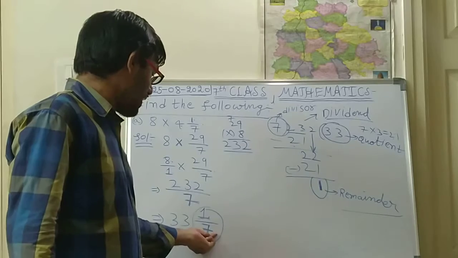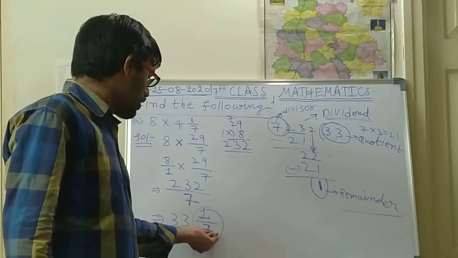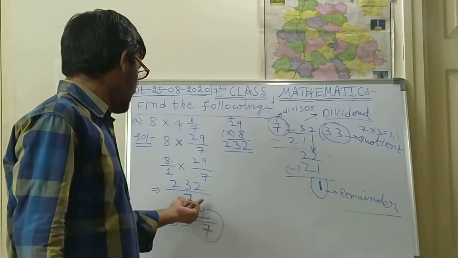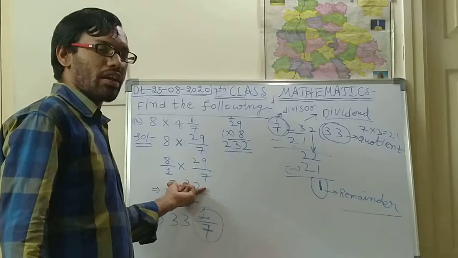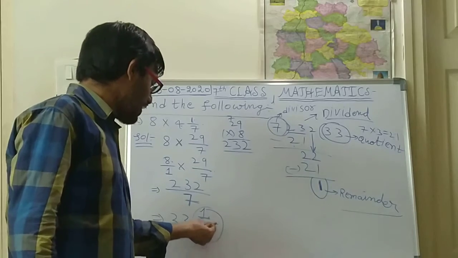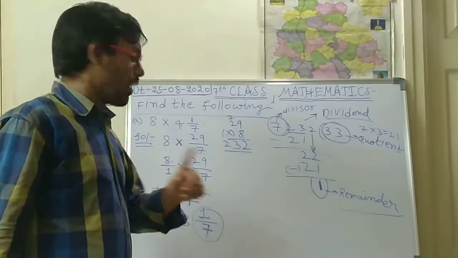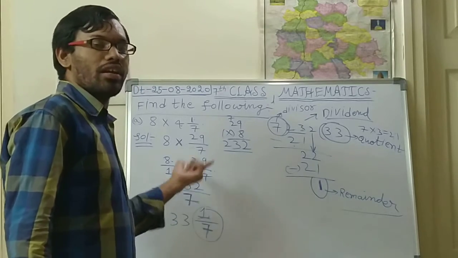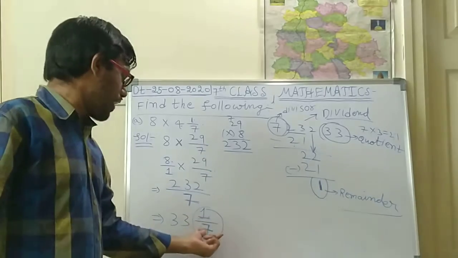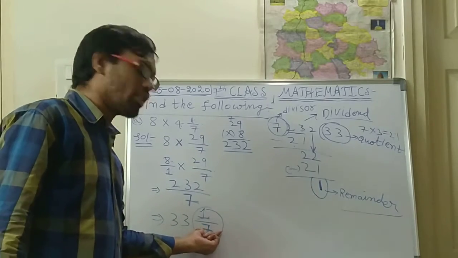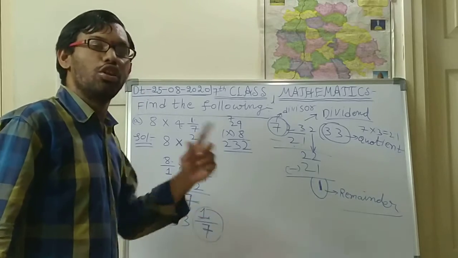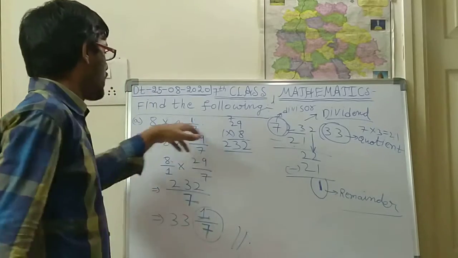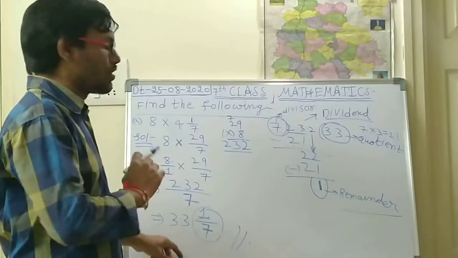Why? The denominator is greater than the numerator. Is it right, children? 7 is greater than 1. I hope you understand. In an improper fraction, the denominator is less than the numerator or equal to the numerator. But in a proper fraction, the denominator should compulsorily be greater than the numerator. So 33 1 by 7 is the answer for this problem. Like this you have to do.